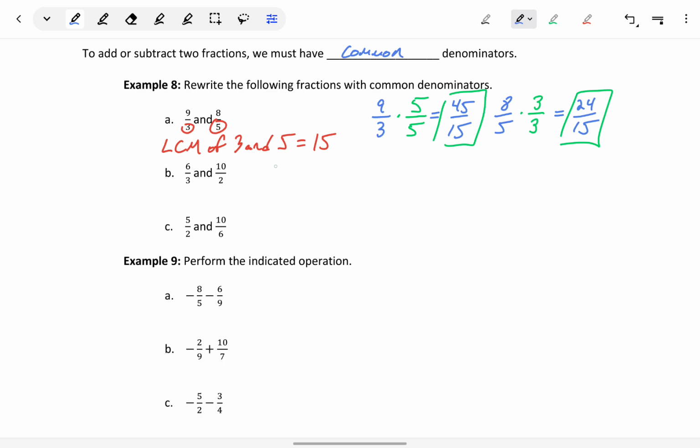In part B, we want to do the same thing. We have 6/3 and we have 10/2. The least common multiple of 3 and 2 would be 6, meaning we need to multiply the denominator of the first fraction by 2 and the numerator by 2 to get 12 over 6. And for the second fraction, we'll need to multiply by 3 over 3, which will give us 30 over 6.